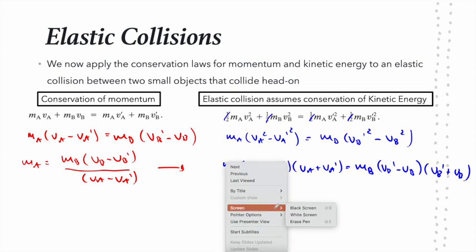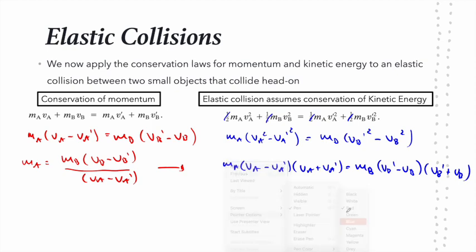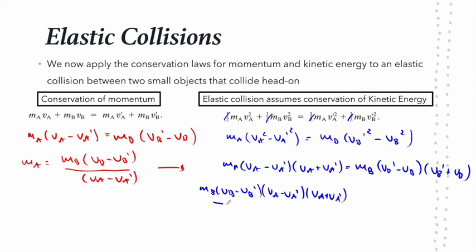So then if I substitute, then I can say, all right, so I'm going to make some room over here. mB times (vB prime minus vB) times (vA minus vA prime) times (vA plus vA prime), divided by (vA minus vA prime), is equal to mB times (vB prime minus vB) times (vB prime plus vB).